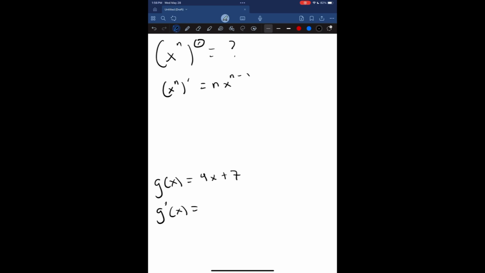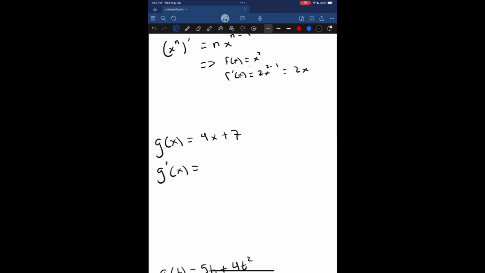Essentially what this means is that, let's say we have some function f, which is equal to x squared. That function's derivative is going to be n, and remember our n here is 2, so this is going to be 2 times x to 2 minus 1, which equals 2x. So the function x squared's derivative is equal to 2x. Let's go ahead and try out a few problems here.